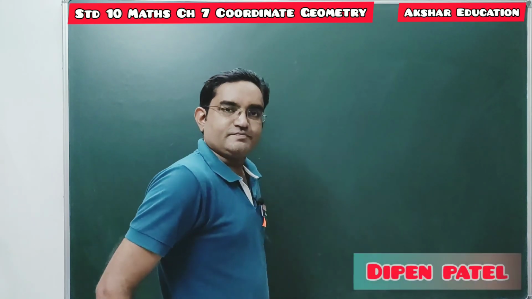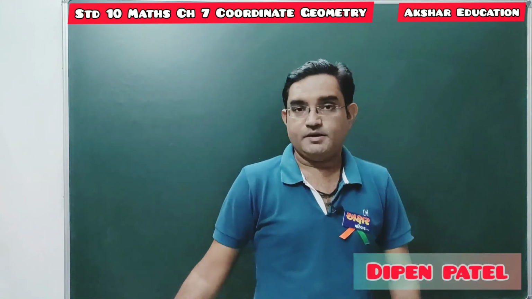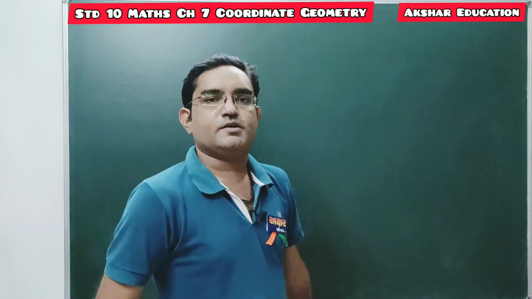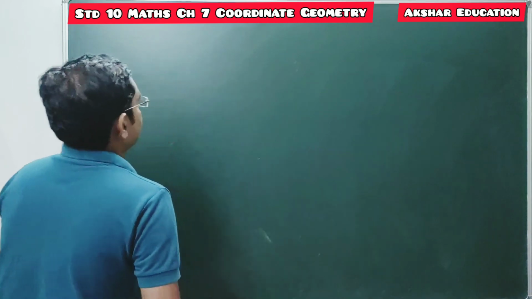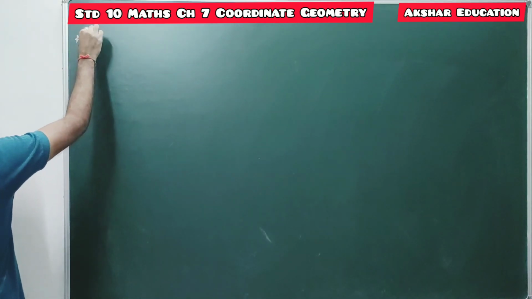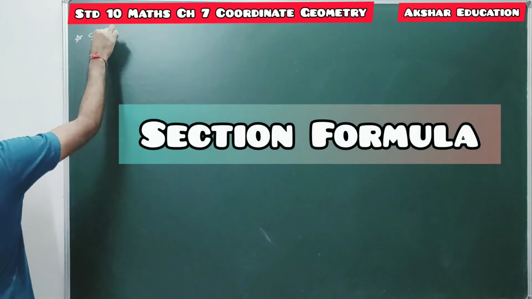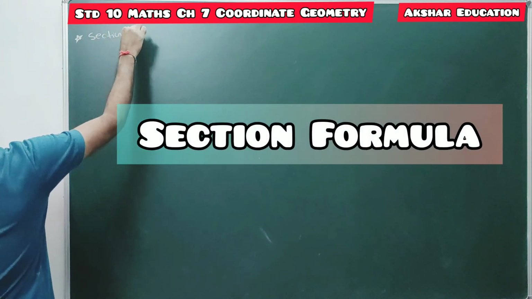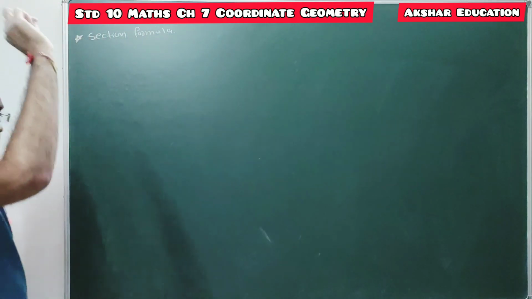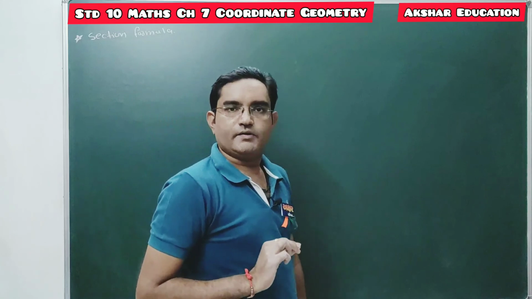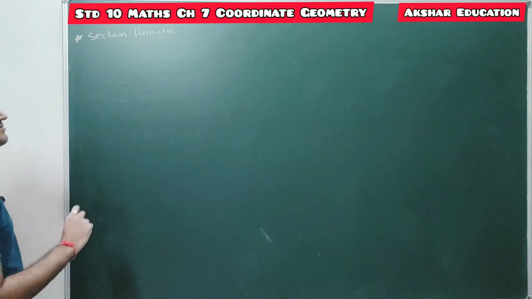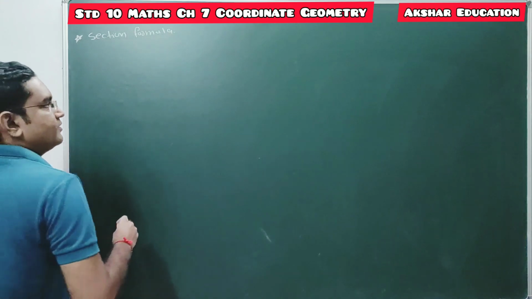Namaste. Now, second video of this chapter, that is coordinate geometry, and in this video we are going to discuss section formula. Total three formulas are there: distance formula, section formula, and formula to find the area of triangle when three vertices are given. Clear? Chapter over. So second, section formula. So what is section formula?